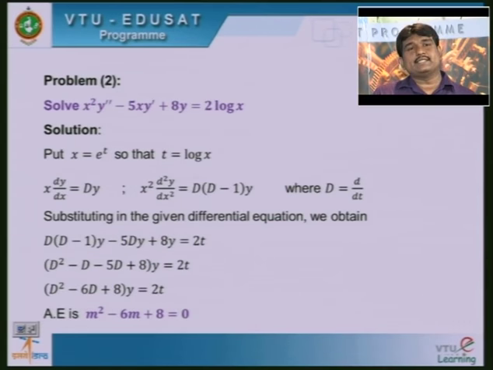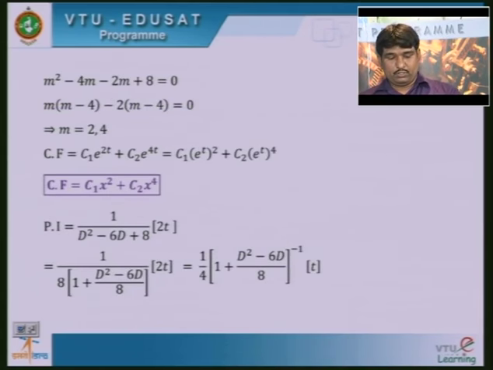When you substitute all these in the given equation, you will get D square minus 6D plus 8 of y equals to 2t. So auxiliary equation is m square minus 6m plus 8 equals to 0. Done. Now I will factorize it. M square minus 4m minus 2m plus 8 equals to 0. You find the roots. Roots are 2 and 4. Roots are real and distinct. And complementary function is c1 into e to the power of 2t plus c2 into e to the power of 4t.